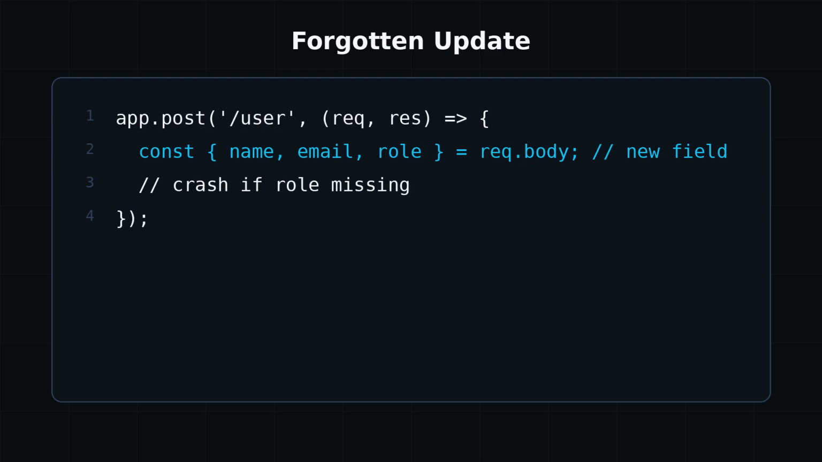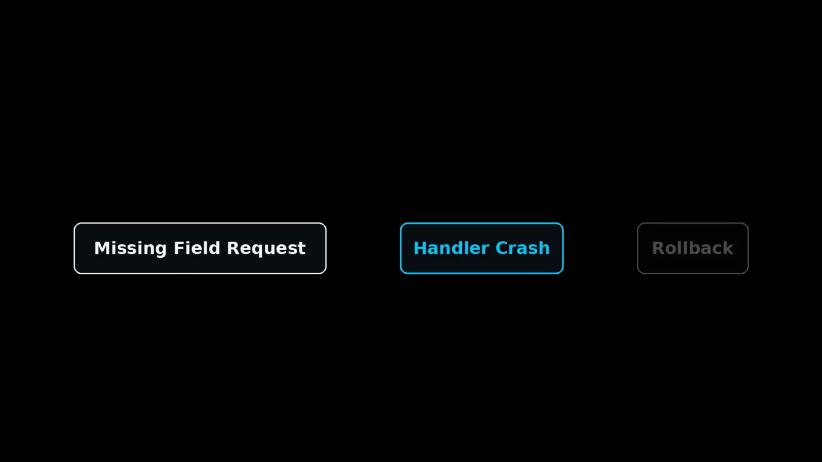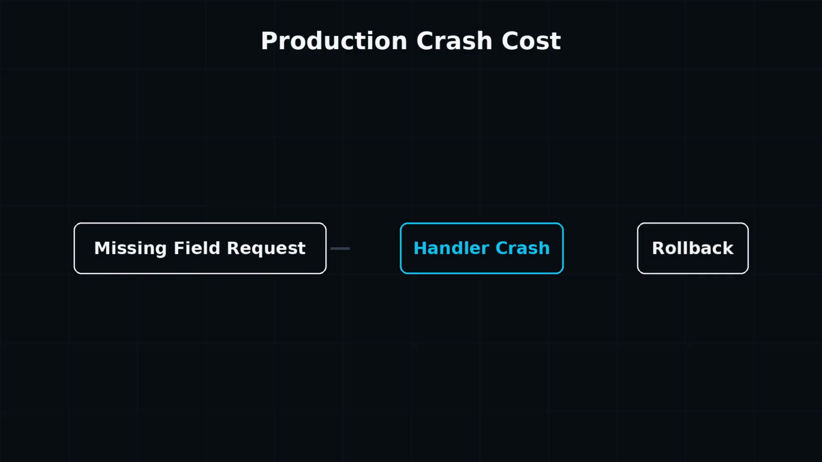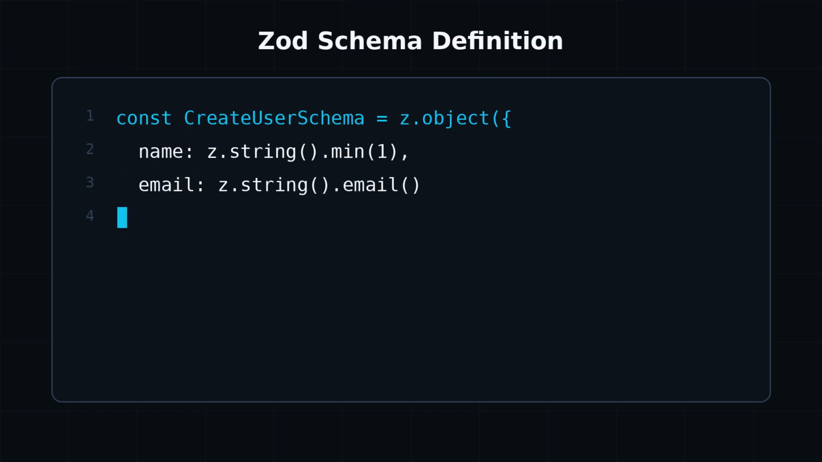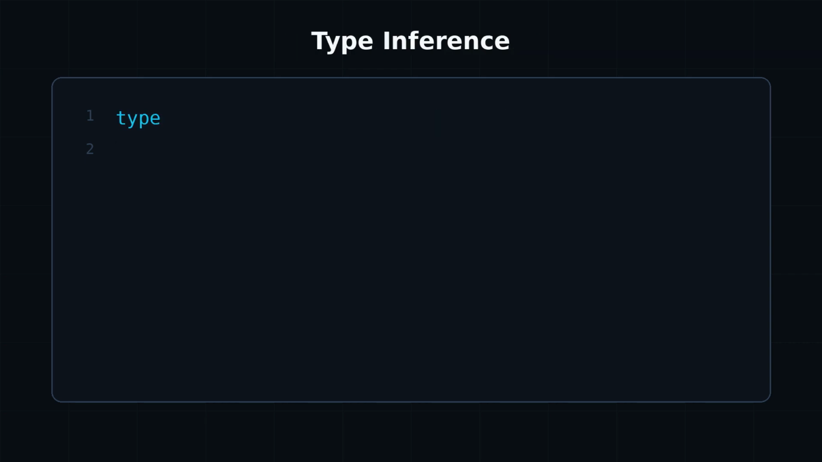Consider a typical app. A developer adds a required role field but only updates the TypeScript interface. The handler destructures req.body.role and uses it. TypeScript stays silent. In production, a request missing role passes through, and the code crashes. The validation function was never updated. This incident cost hours of debugging and a rollback. That's the duplicate validation tax. You pay with time and reliability for the gap between compile time types and runtime reality.